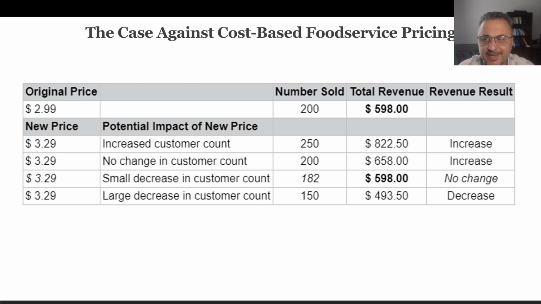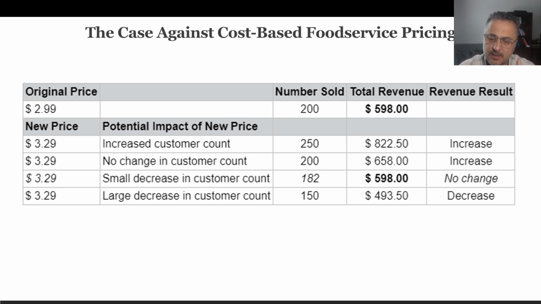Now, there are 4 alternatives that are most likely, right? First, it is unlikely, but your customer count increases to 250. Because of that, your revenue increases as well. I mean, you increase the price, the more people come, and usually it doesn't make sense. Or your customers are okay with the price change, the number of customers doesn't change, and your revenue increases again. Now, the first 2 scenarios are good, right?